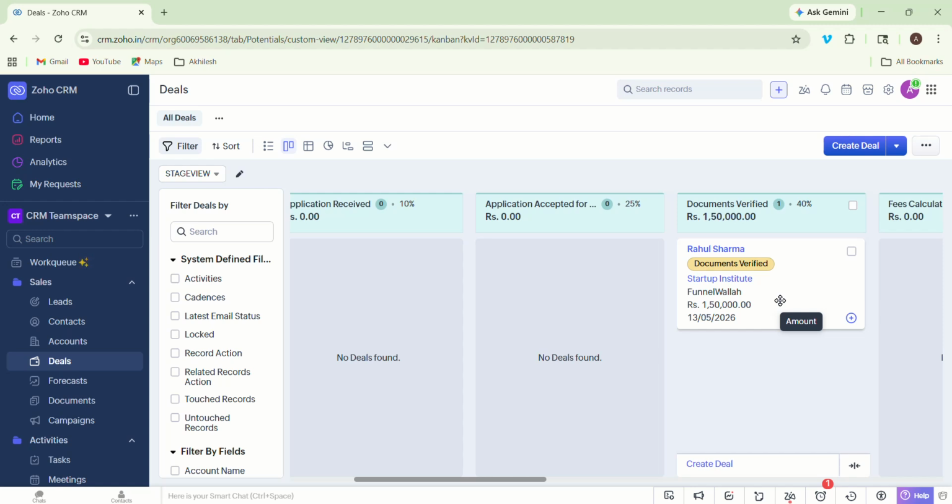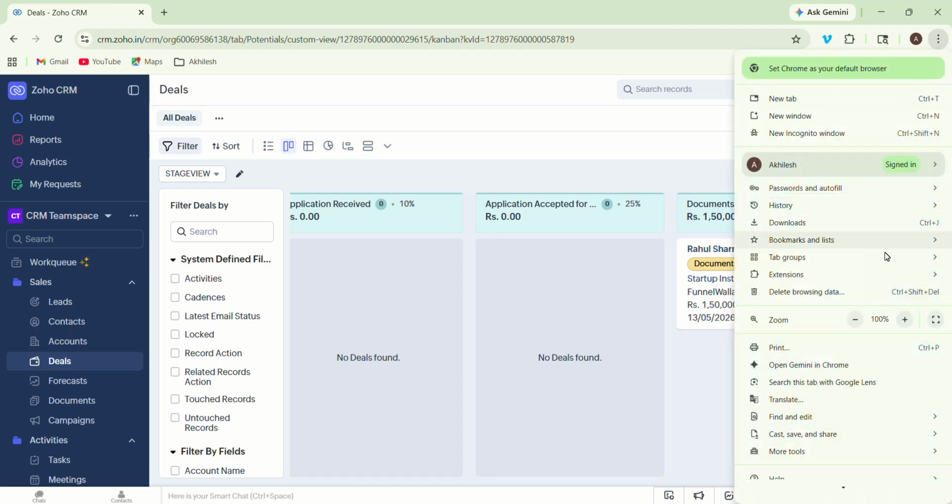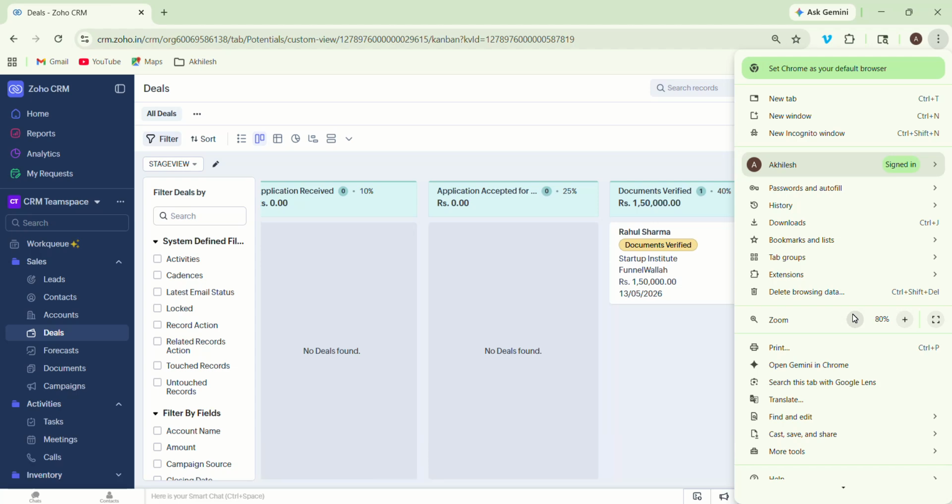Let me be direct about what a properly built pipeline does for your business. I have managed pipeline with hundreds of active deals across multiple teams and multiple brands. When the pipeline is built correctly and the team actually uses it, three things happen. First is the visibility. So I will just reduce the screen size here so that you can see.